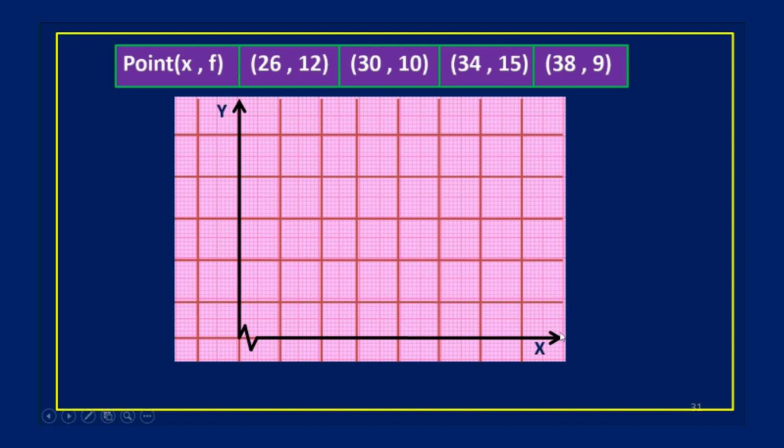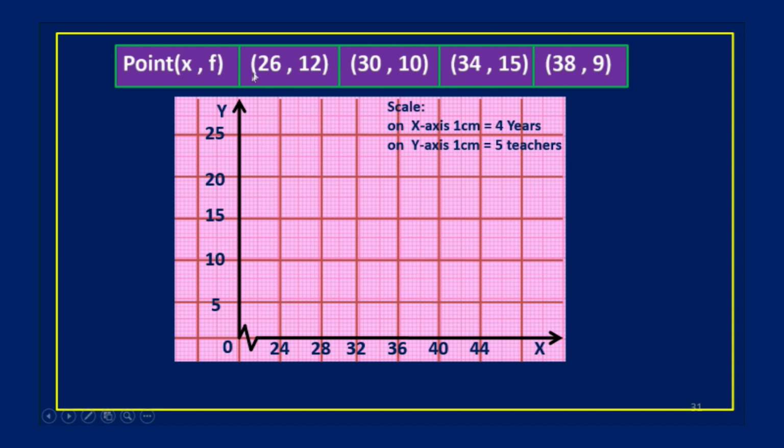So, I am taking x axis, y axis and scale. On x axis 1 centimeter equals 4 years, on y axis 1 centimeter equals 5 teachers. See children, here directly after 0 I am taking 24, I am not taking 4, I am taking 24 because I am using the symbol here. So, 24, 28, 32, 36, 40, 44. On y axis 1 centimeter equals 5 teachers. So, 5, 10, 15, 20, 25.